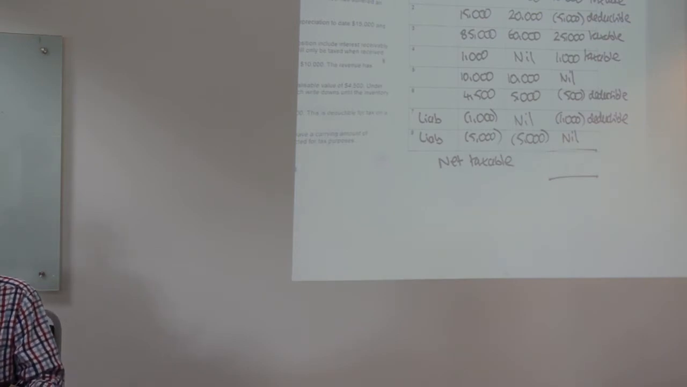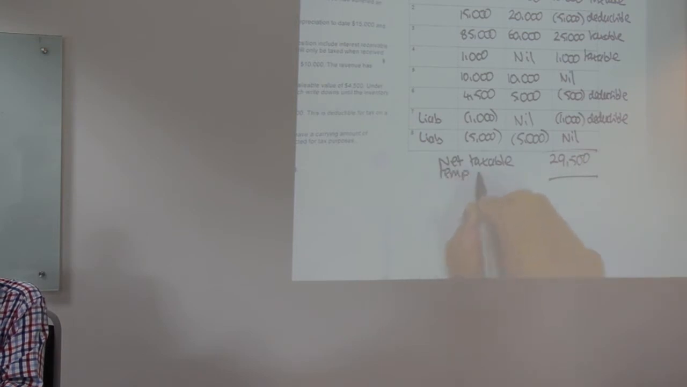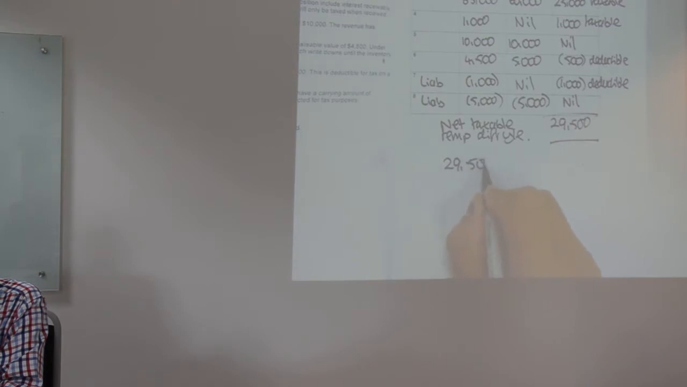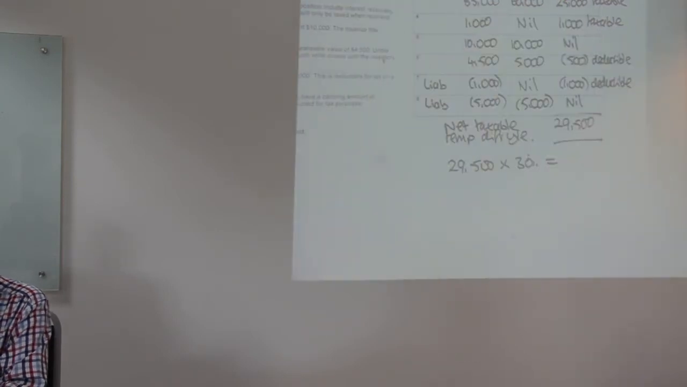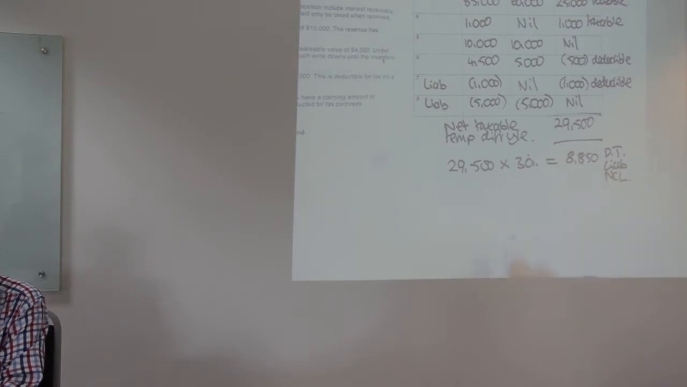So, boring stuff now, unnecessary stuff now, but let me do it anyway. 10,000 minus 5,000 plus 25,000 plus 1,000 minus 1,500, 29,500. So you've got a net taxable temporary difference at the year end. So we would take 29,500, we would multiply by the tax rate of 30%, and that would give you 8,850, and that is your deferred tax, that is your liability, a non-current liability.